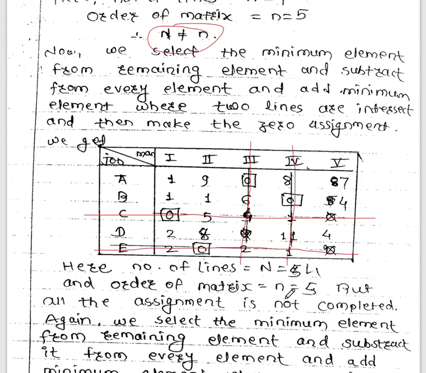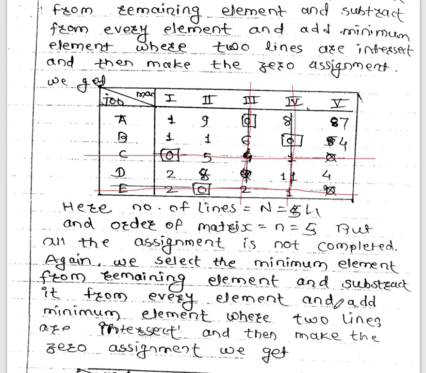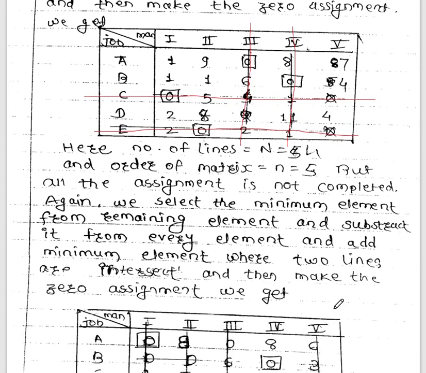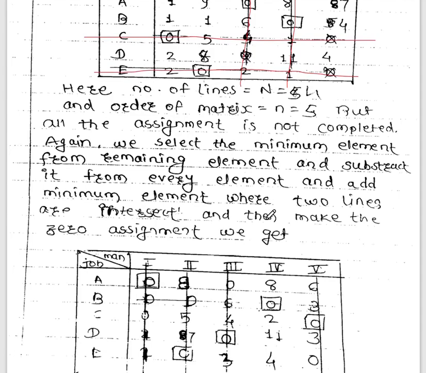So again here capital N is 4 and small n is 5. That means here the condition is not satisfied. So again here we have to select the smallest element from the remaining elements and add it where the line is a double cross, and subtract it from the remaining elements, and where the line is a single cross, that element should remain as it is.